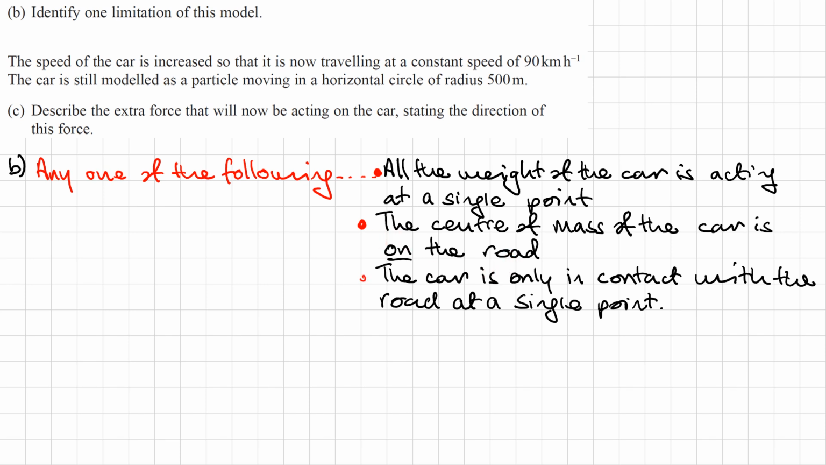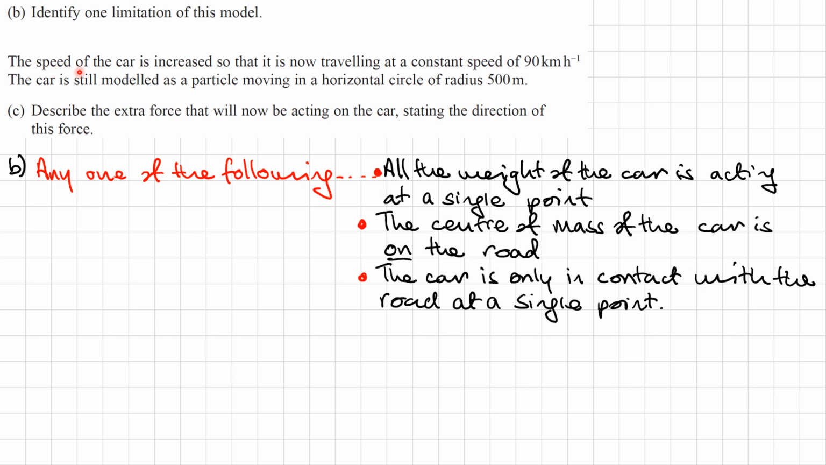And the third one that I've got here is that we've got the car only in contact with the road at a single point, that same point where we've put the mg, whereas in reality cars are going to be in contact with the road at at least 4 points. That's going to be the 4 tires if it's a 4-wheeled car.